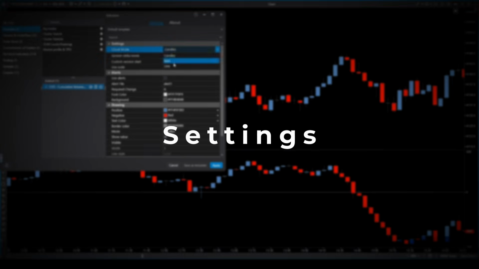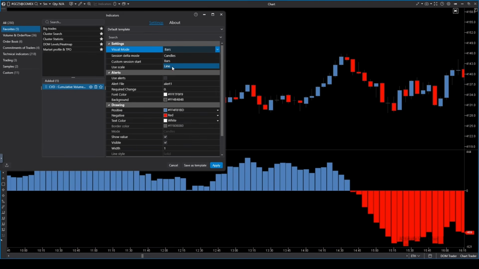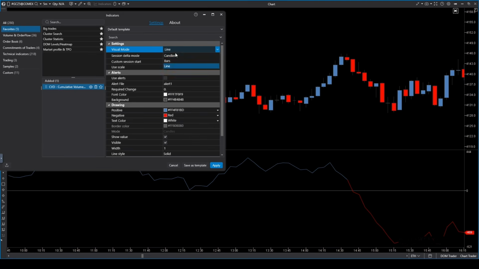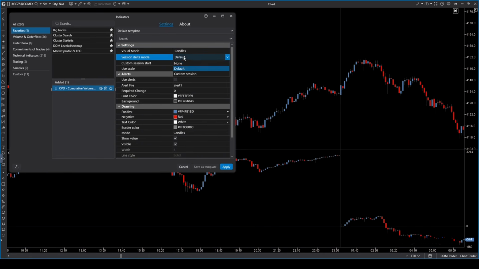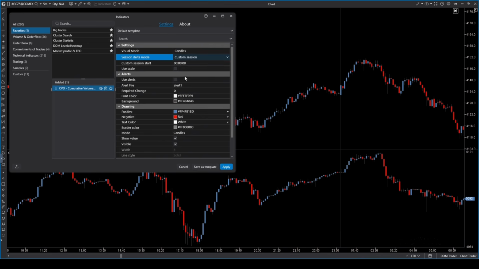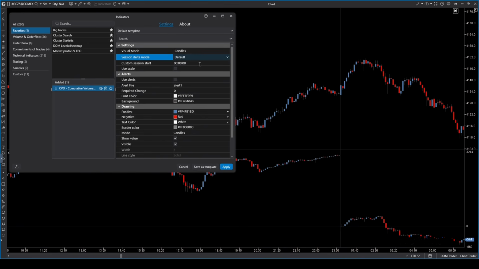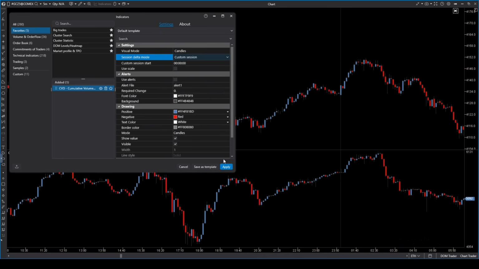Key settings. Visualization mode. Choose a suitable indicator display style on the chart. Simply select the one you prefer. Session mode. Session calculation mode. You can calculate the delta from the start of the chart, reset it at the end of each trading session, or set your own session start time. Colors and alerts. Customize the visuals to your liking and enable notifications for important signals.